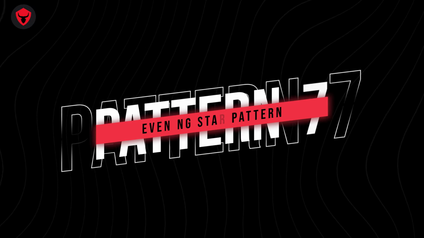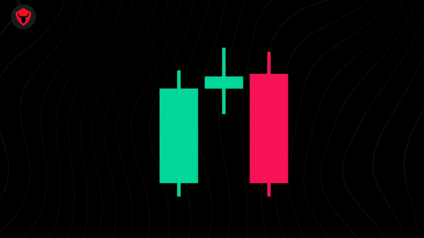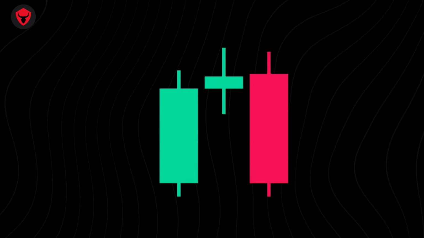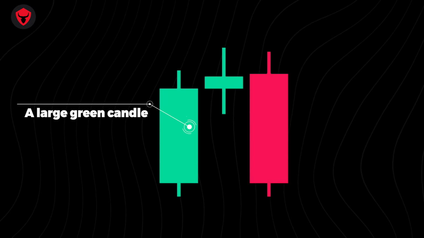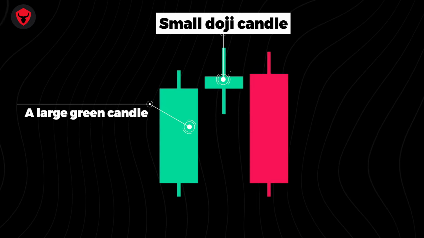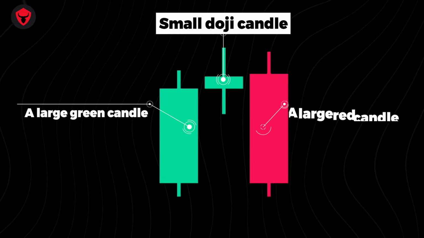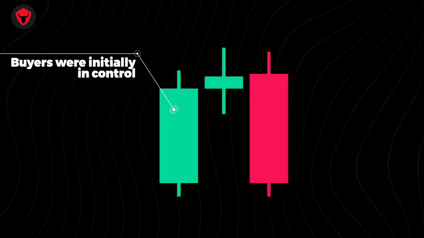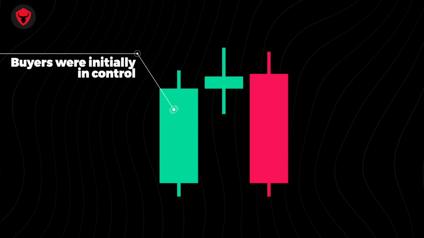Pattern 7. Evening Star Pattern. The Evening Star pattern is exactly the opposite of the Morning Star design. It consists of 3 candles, a large green candle, a small doji candle with a very small body, and a large red candle.